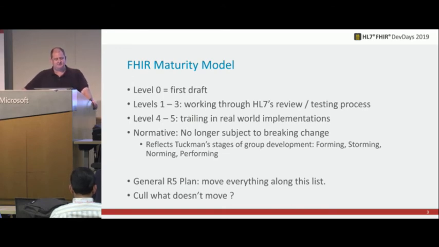But our general Release 5 plan is to move everything along this list, along the list of maturity levels. And I'm actually going to do a cull later this year. I'm going to look at stuff and say, this is not moving through the maturity levels. Nobody's pushing it along. If nobody's pushing it along, why do we even have it? And so later this year, I'm going to propose a bunch of things to cull from the standard. That will be an interesting and passionate discussion. I'm sure we'll enjoy that.